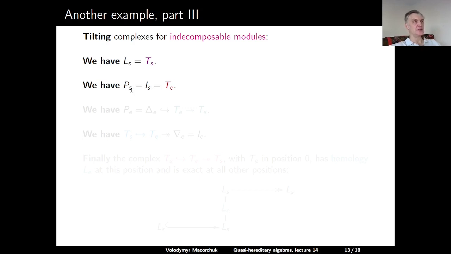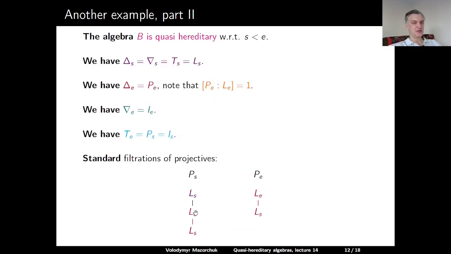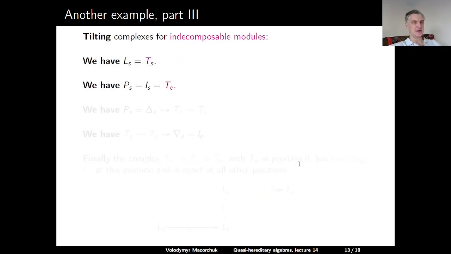The projective Ps is also obviously represented by a tilting module. Next, the module delta E embeds into Te and the cokernel is Ts. That's exactly this picture. Delta E embeds into Te and the cokernel is Ts. So delta E is represented by the complex of tilting modules, which is given by projecting Te onto Ts. Similarly, nabla E is a quotient of Te, and the kernel of this map is Ts. So nabla E, which is IE, is represented by the complex of tilting modules given by embedding Ts into Te.